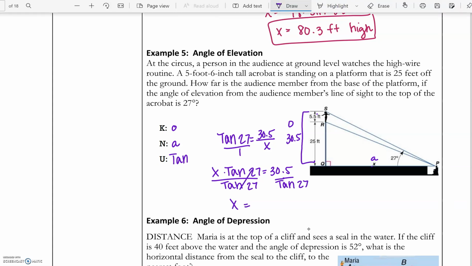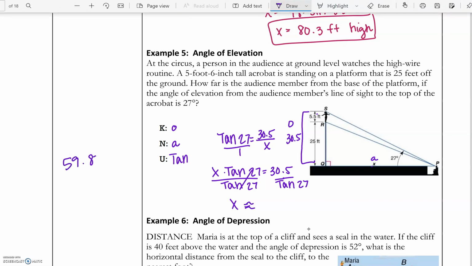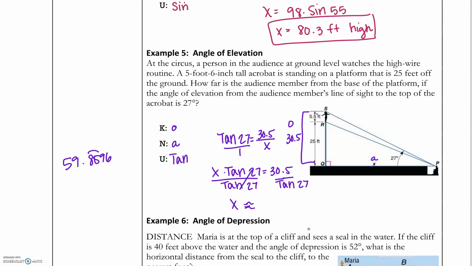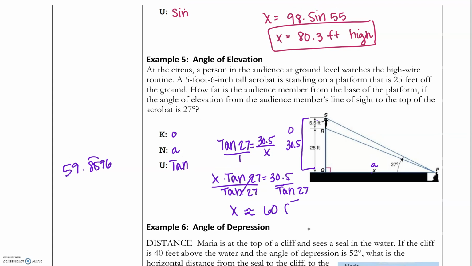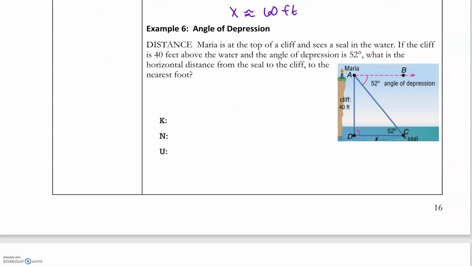So x is going to equal, when we type 30.5 divided by tangent 27 in our calculator, approximately, we get 59.8596. That is going to round it up. And this just said kind of round to, I think, the nearest foot. I thought it did, but yeah, so approximately 60 feet away. You could put 59.9, but approximately 60 feet away. Sometimes it tells you the nearest foot, or maybe 1/10 of a foot.